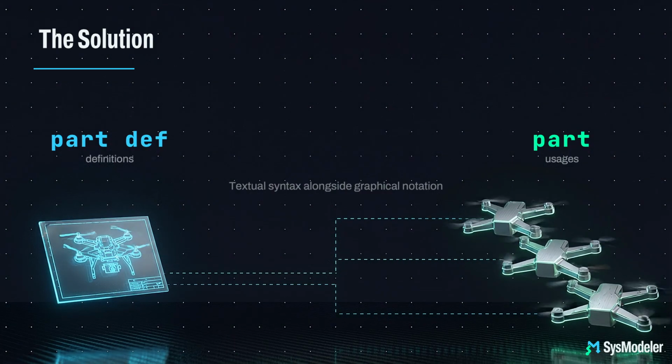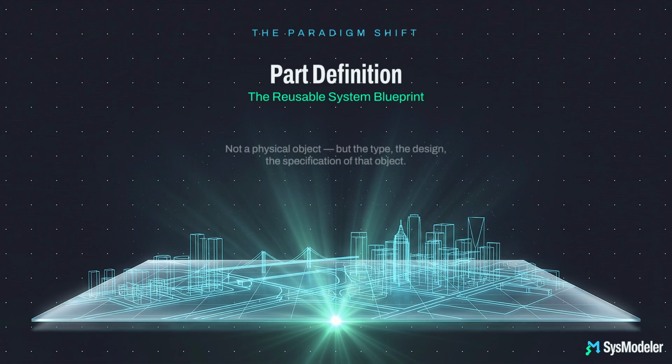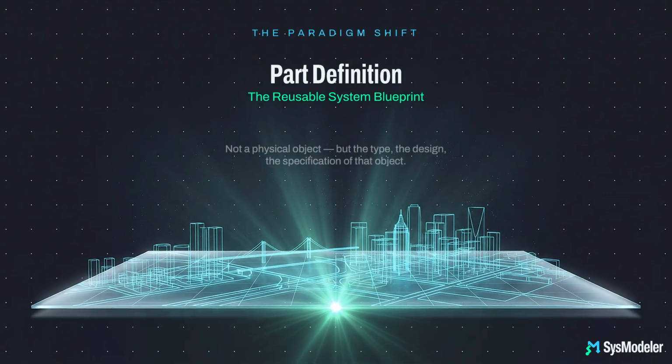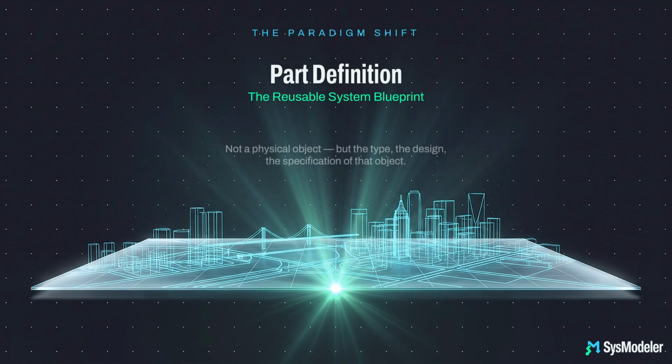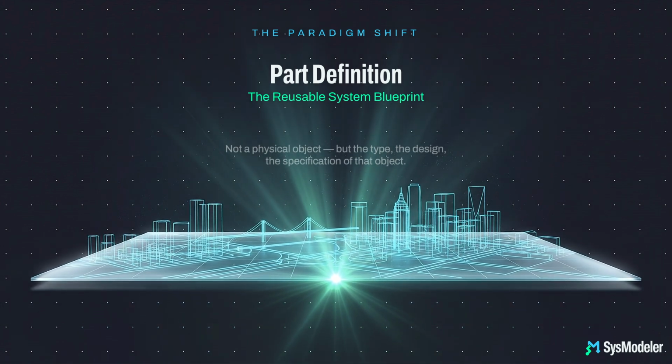It relies heavily on a reusable blueprint known as a part definition, or partDef. This doesn't represent a specific physical object sitting on a table in the lab. It represents the type or design of that object. It operates on two powerful levels.